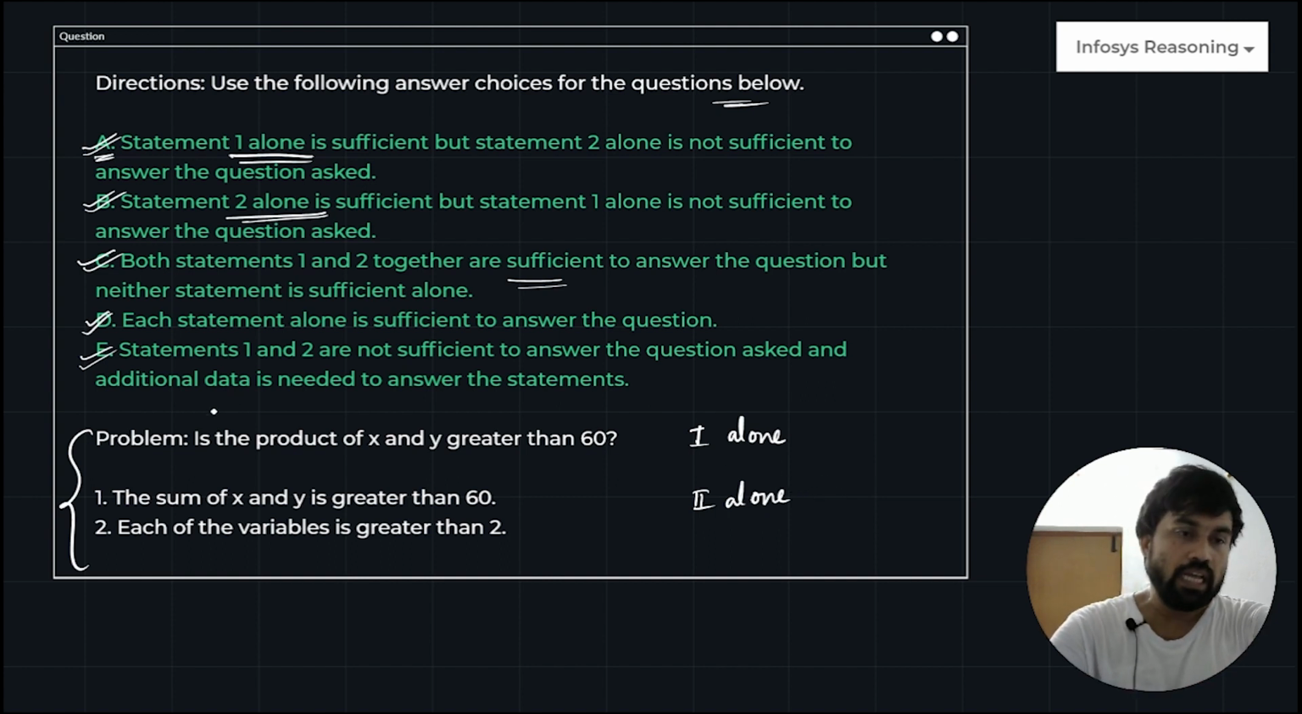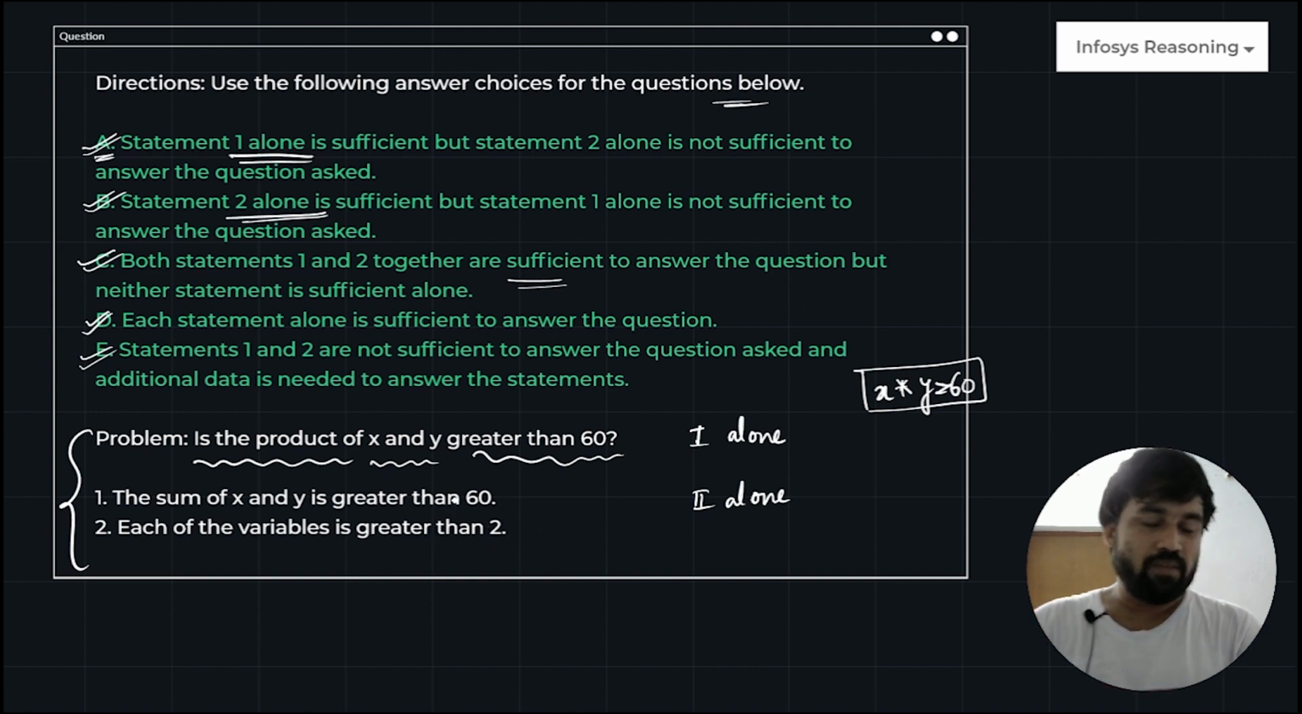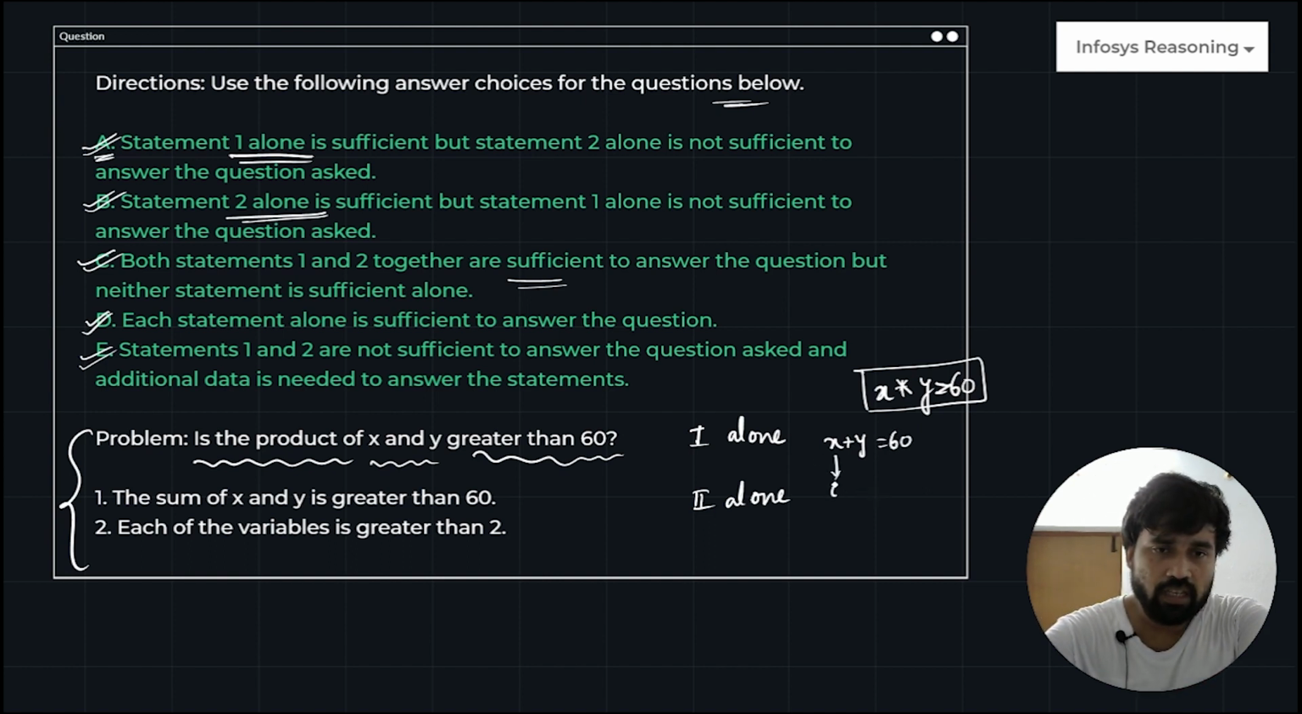So just look at here. Is the product of x and y greater than 60? So x into y, you need to get more than 60. Right. So just look into the first statement alone. I am treating it alone. The sum of x and y is 60. So x plus y is equal to 60. Can I say x value 0 and y value 60? So x plus y is 60, so x into y will become 0. So it's not greater than 60.